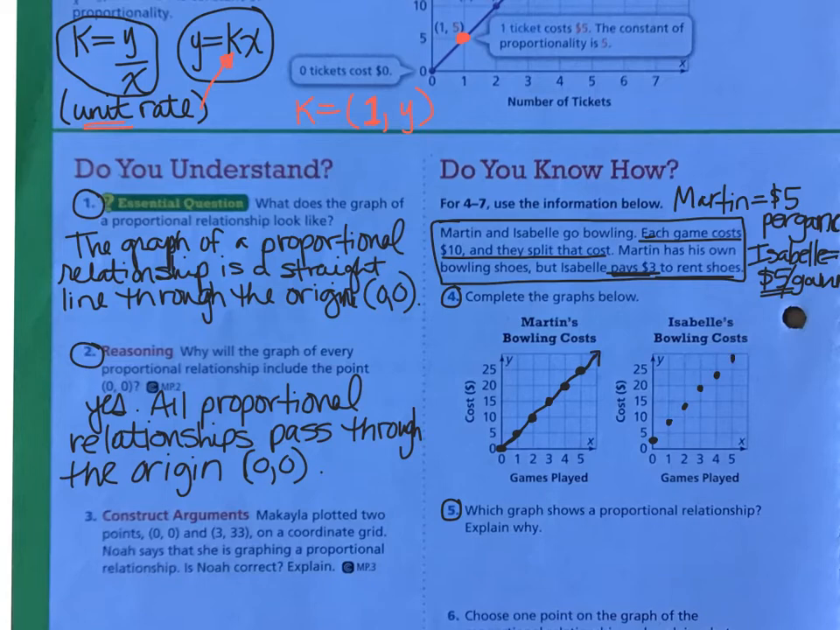Now, do Isabel's points line up? Is hers going to be a straight line? And the answer is yes. But Isabel's graph does not go through the origin because she had to pay extra for those shoes. So which of these is a proportional relationship? Martin. Okay, Martin's graph starts at (0, 0). And it's a straight line.